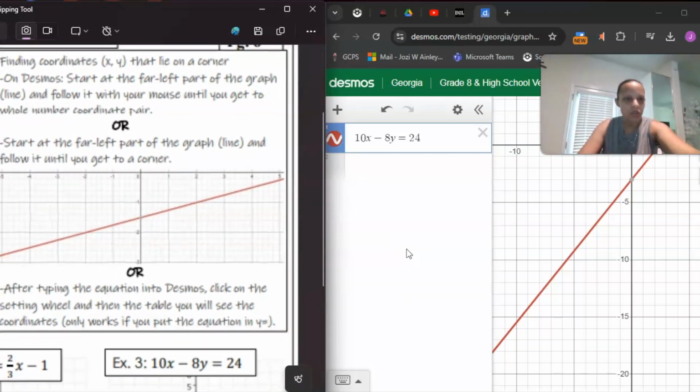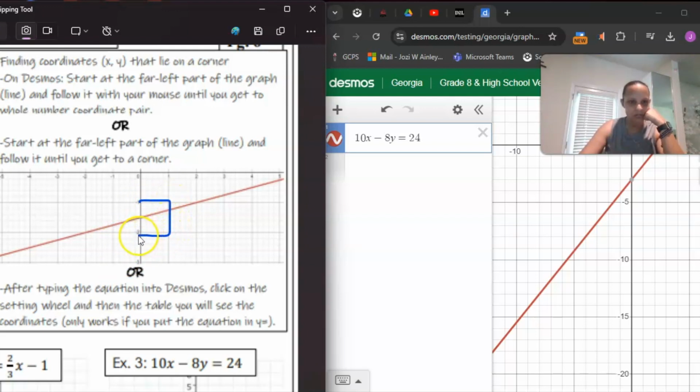All right. Another way is start on the left corner part of the line and follow it until you get to a corner. Okay, so a corner, let me just be very clear as to what a corner is. So you see that this is a box right here, right? The corners are these four dots right here. These are corners of that box. So does this red line pass through one of those four dots? No. So it does not pass through right here and right here. It's not passing through a corner.